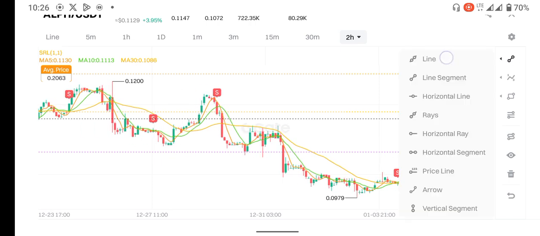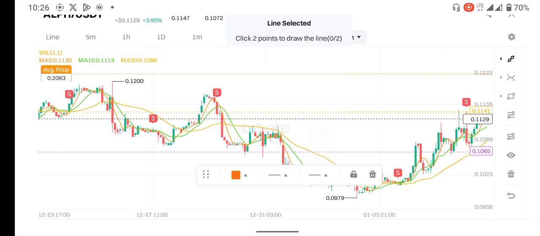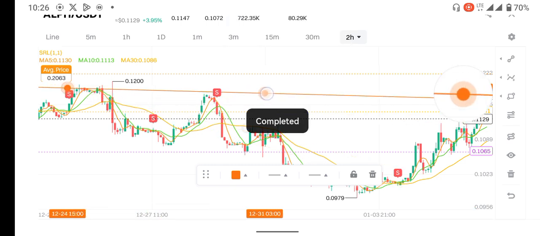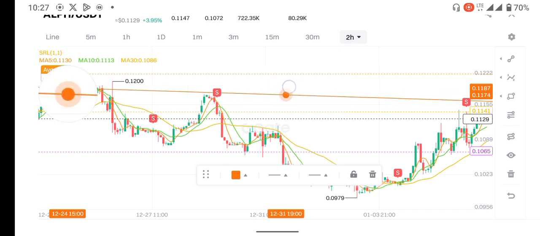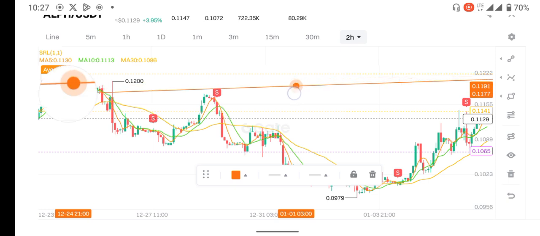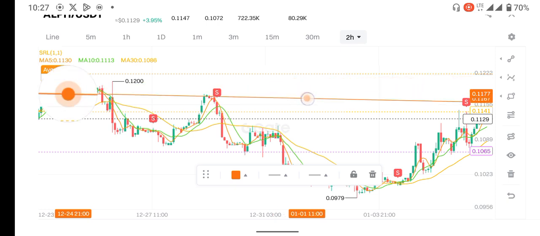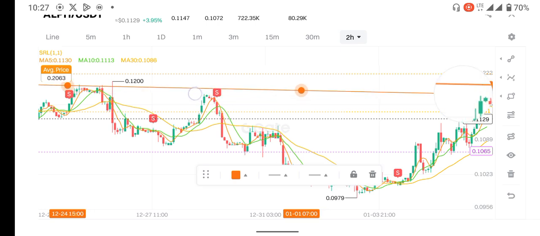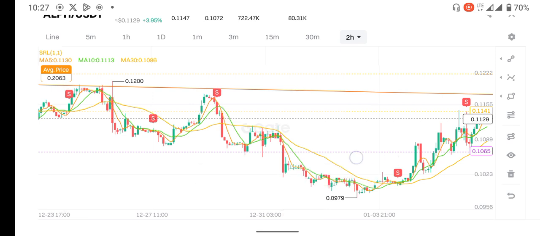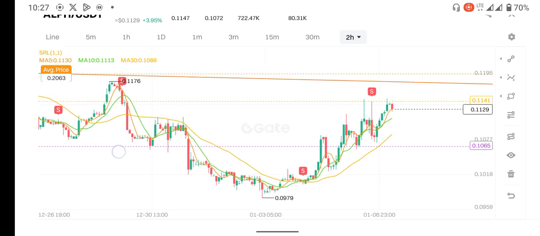Draw the line here and here. Oh, so sorry about that. So just one point here, the other point here. So this is where the market is heading to now. Here, like this. So 0.120. The market is going to head back to test this point, and we're close to that point already.